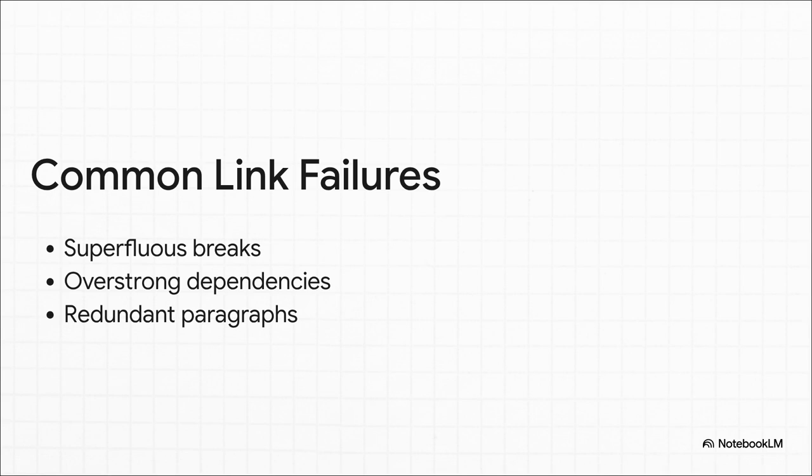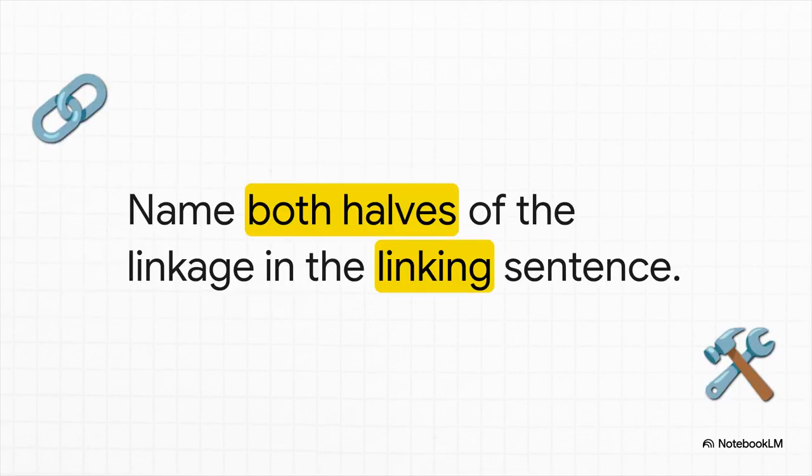Distinctness is often compromised by what the source text calls link failures. Let's just quickly fire off these 3 common pitfalls. First up, superfluous paragraph breaks. This is when a writer thinks a paragraph is just looking a bit too long visually, so they just hit enter without actually shifting to a new topic. Second, over-strong dependencies, which we'll look at in just a second. And third, redundant paragraphs, basically repeating the exact same topic in multiple places, which just creates text bloat and really confuses the reader. So the absolutely crucial point here is how to avoid that second pitfall, overstrong dependencies.